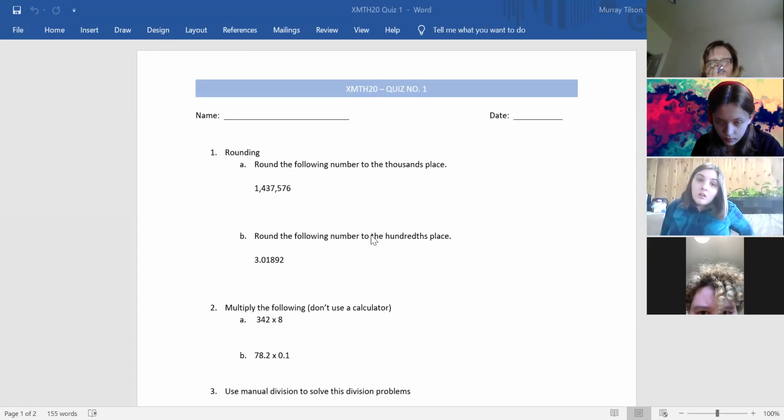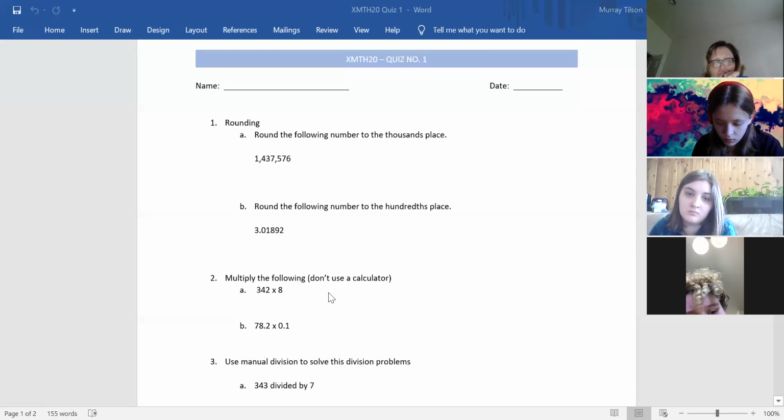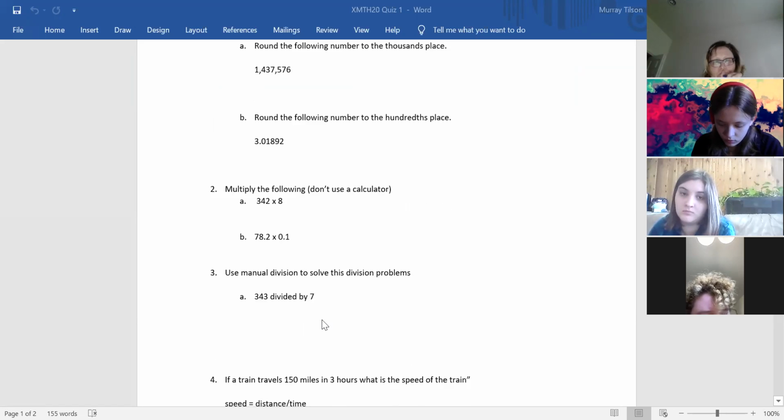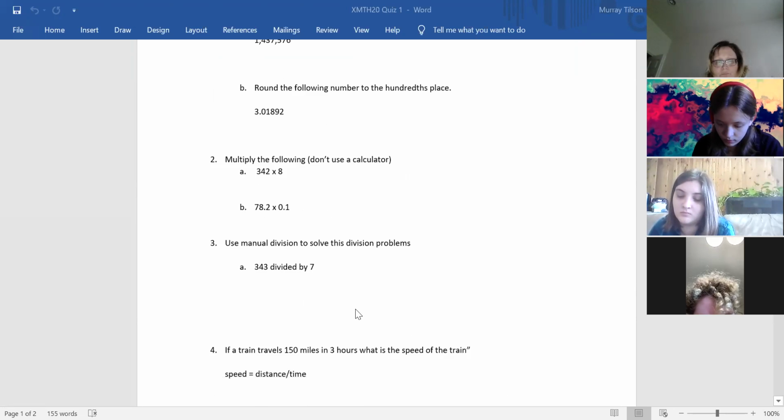Rounding: we're rounding these two to the nearest thousandths place. Remember how to find thousandths. Then we're rounding this to the hundredths. This is a decimal place, right? I want to know what this number rounded to the nearest hundredths or thousandths place is. Multiply this. I want you to show your work, okay? Pretty simple. Use manual division to solve for this. I want you to throw a little radical sign and show how you would solve for that.